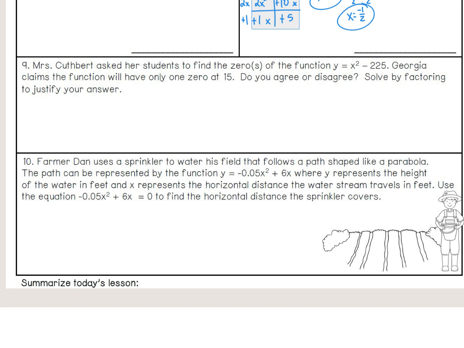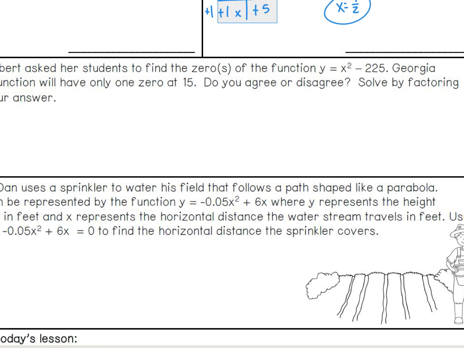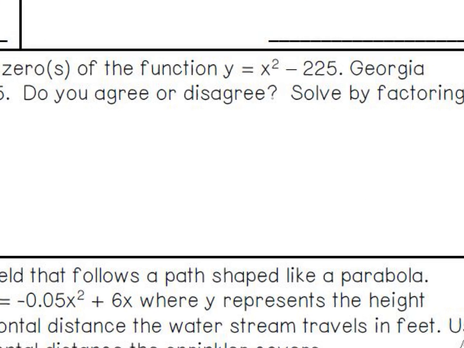She asked her students to find the zeros of the function y equals x squared minus 225. Georgia claims the function will only have 1 zero at 15. Do you agree or disagree? So if you recall, this is one of our special cases where this is a perfect square and this is a perfect square. Do you remember us doing this? So the square root of x squared is just x.